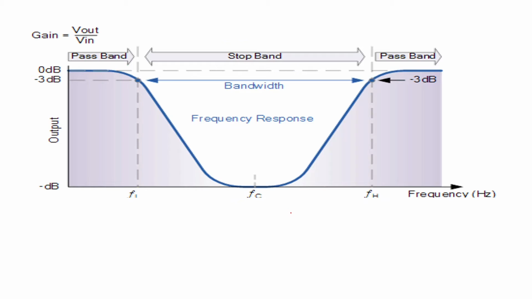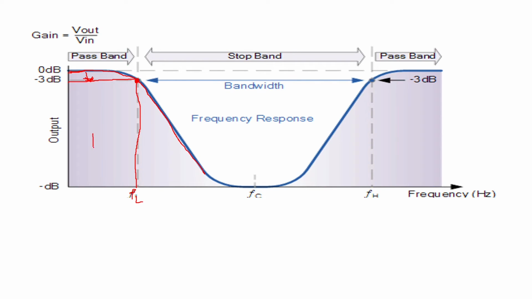Now, if you see a practical frequency response of a band stop filter, here first you will have your low pass filter. So this is your low pass filtering action. If you take the maximum gain and come down to minus 3 decibels, you will get a point here, and if you mark that point on the frequency x-axis, you will get FL. This is the cutoff frequency of the low pass filter.